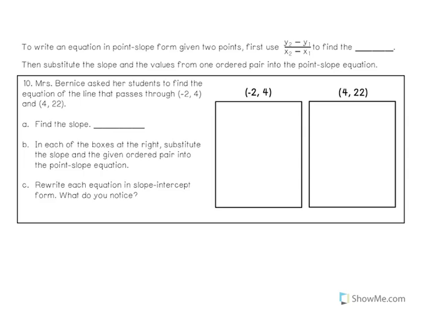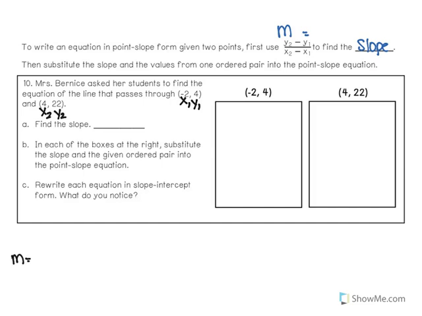So to write an equation in point slope form, given 2 points, first you're going to use your slope formula to find the slope. Then you're going to substitute the slope and the values from one ordered pair into the point slope equation. So we're going to label first. We have x1, y1, x2, y2. Yes, you have a way to do this in Desmos, but we're going to practice the formula.